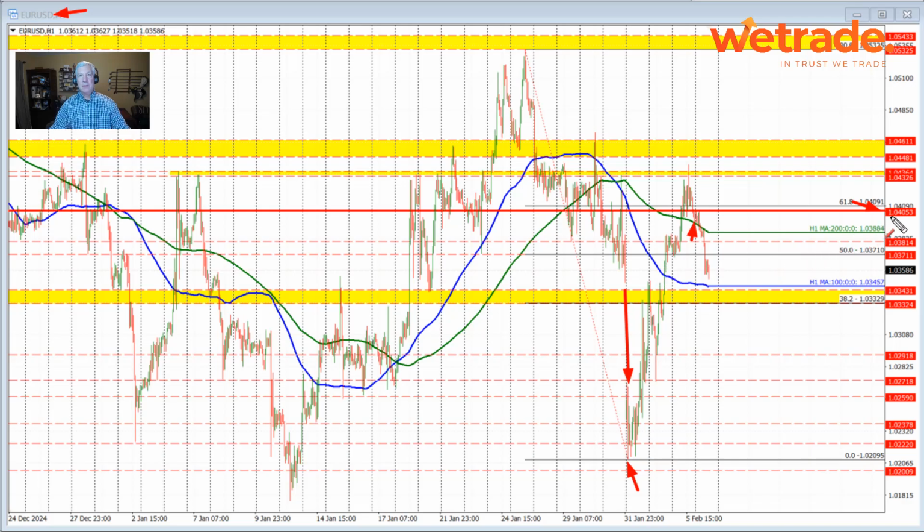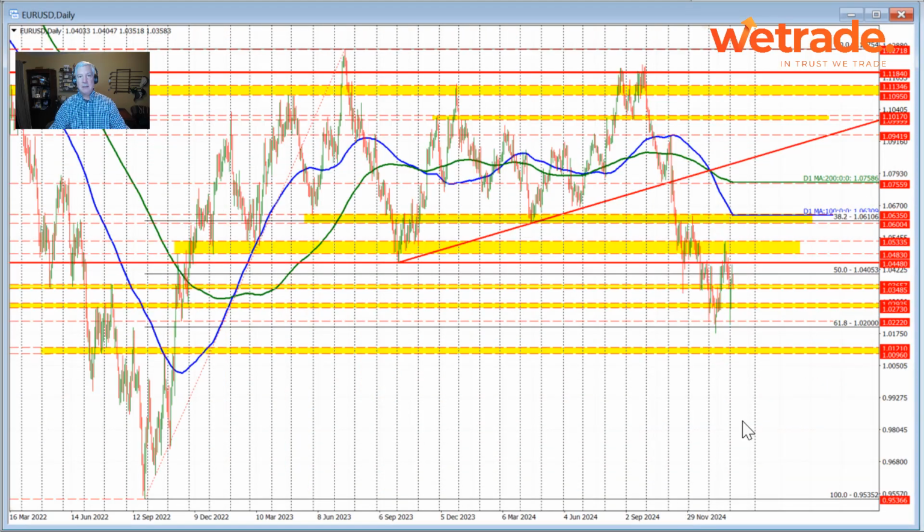What's the significance of 1.0405? Well, if you go to the daily chart and take a look at the range since 2022, the 2022 low to the 2023 high, the 50% midpoint of that three-year trading range is 1.0405. So that's the significance of it.